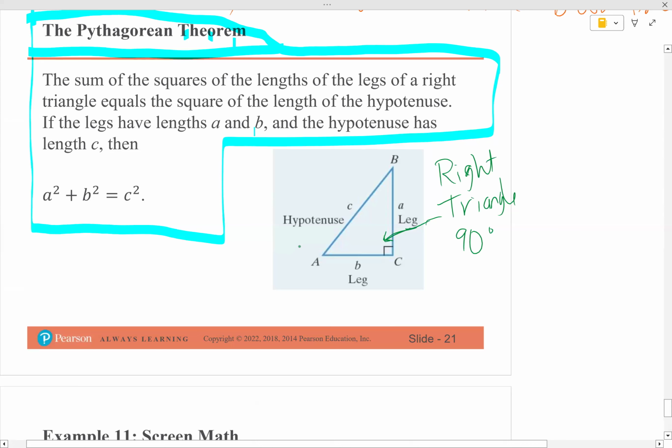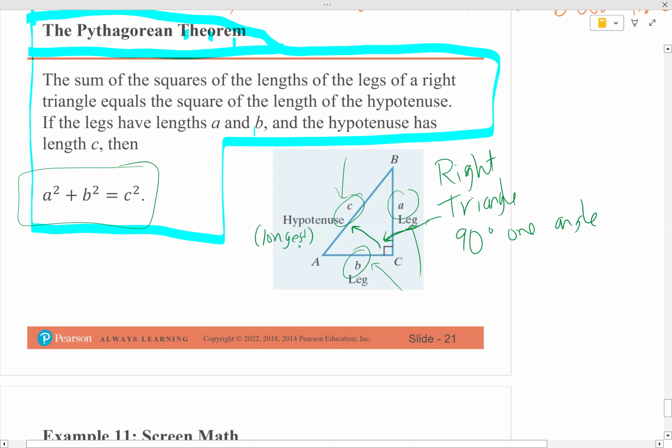If you have that, then there's a relationship between the lengths of the sides, whatever the three side lengths are. When you square all the side lengths, the two shorter ones added together add up to the square of the hypotenuse, which is the longest side. You can think of it as the longest side, or the one across from the 90-degree angle.